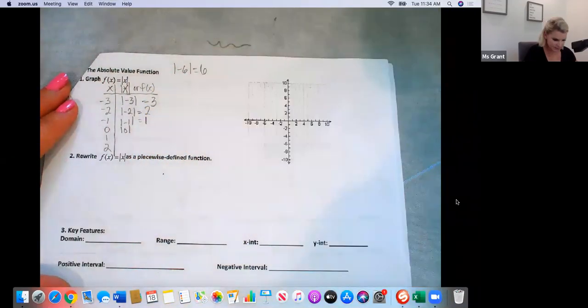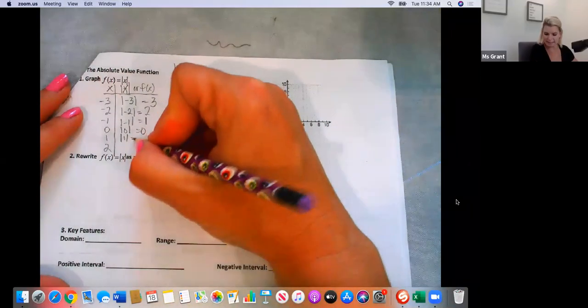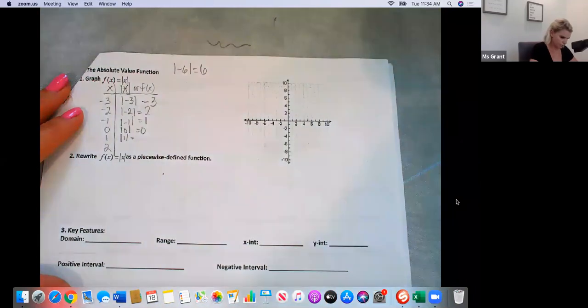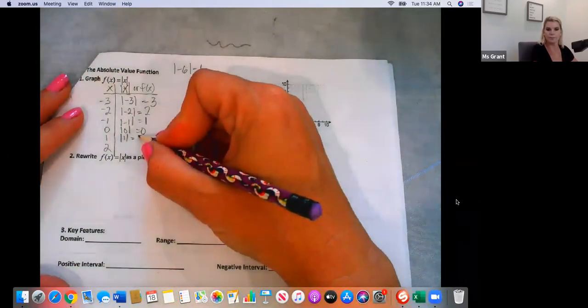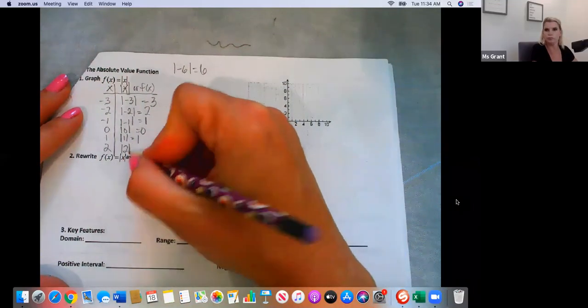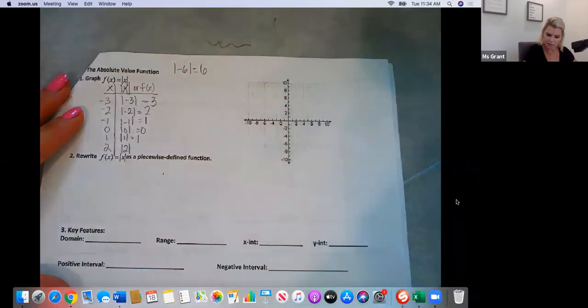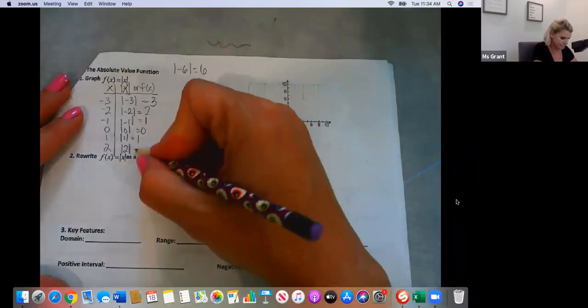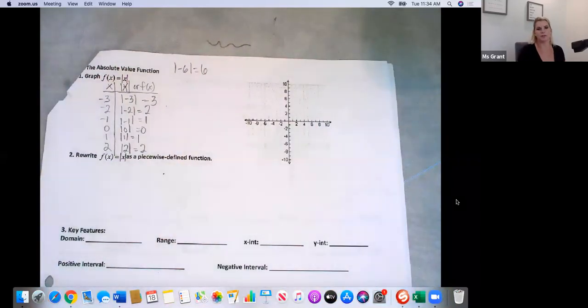Dylan, the absolute value of 0. 0. Yep. Absolute value of 1, these are like the easiest. Josh: 1. Absolute value of 2. Eugene: 2. Okay, so now let's graph those.